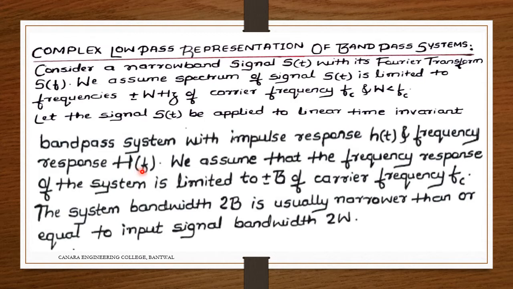We assume that the frequency response of the system is limited to plus or minus B of a carrier frequency fc. So we have a range of plus or minus B, one on the negative side and another on the positive side. When we consider the bandwidth, we consider plus B to minus B, so it will be 2B. The system bandwidth is usually narrower than or equal to the input signal bandwidth, so it should be almost equal to 2W. It cannot be greater than this; it can be equal to 2W or less than 2W, not more than 2W.